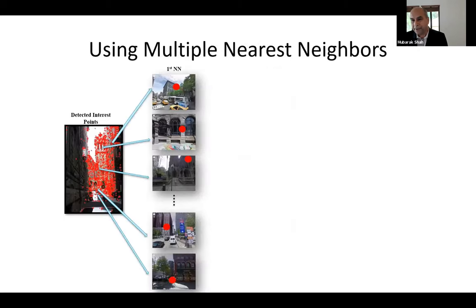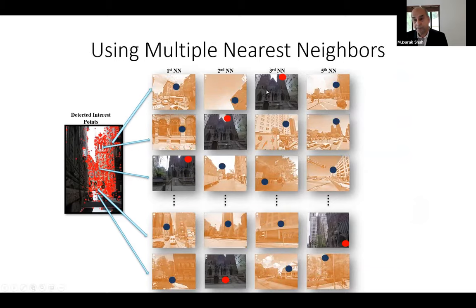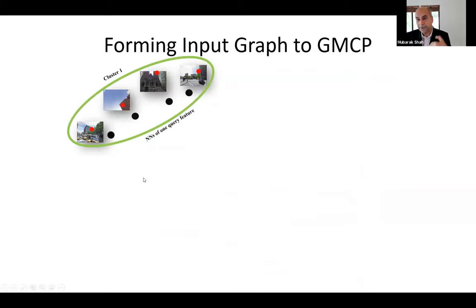Now, the problem is the first nearest neighbor may not always be correct. So suppose here we look at the four nearest neighbors, and in this case, maybe the third one is better, and for this one the second one is better, and for this one the first one is maybe better, and so on. So that's a problem: if we just look at the first one, we'll come up with the wrong matches, and we will end up with the wrong GPS location. So what we do in this work, we say, well, let's not take just one, let's take several of those. So for each SIFT point, we get a bunch of these nearest neighbors, first one, second one, and so on.